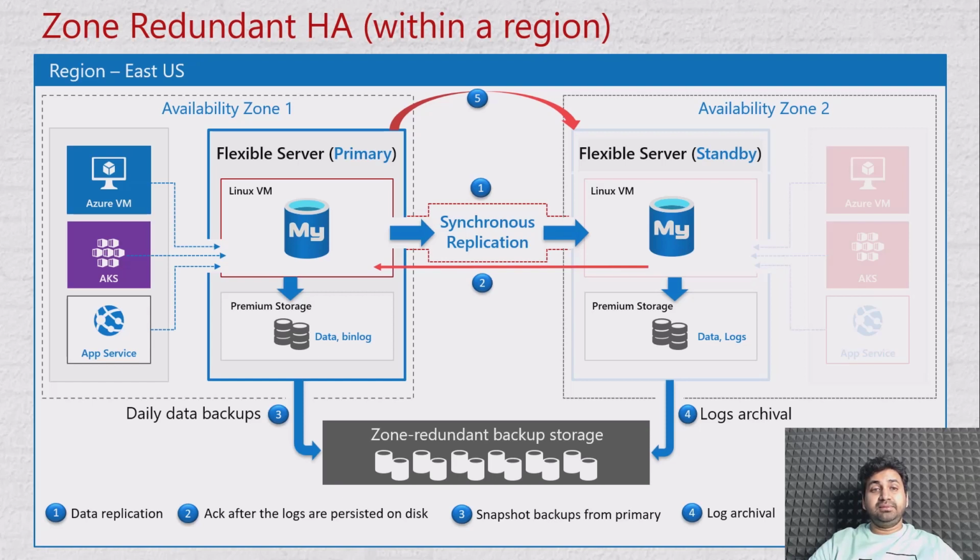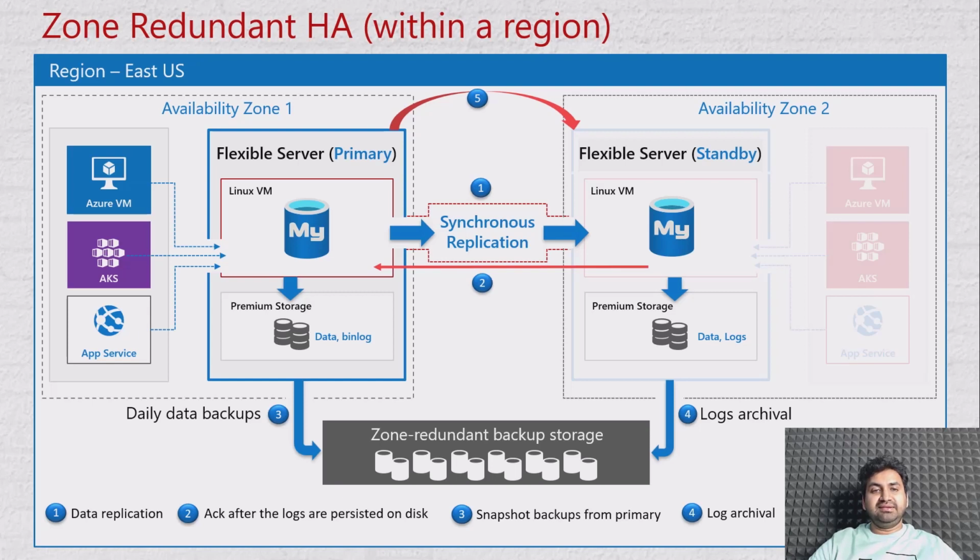The configs of the replica server are quite similar to the primary server in terms of compute, storage and network configuration. The data and the log files are hosted in zone redundant storage, and these files are replicated to the standby server via the storage level replication available with zone redundant storage.